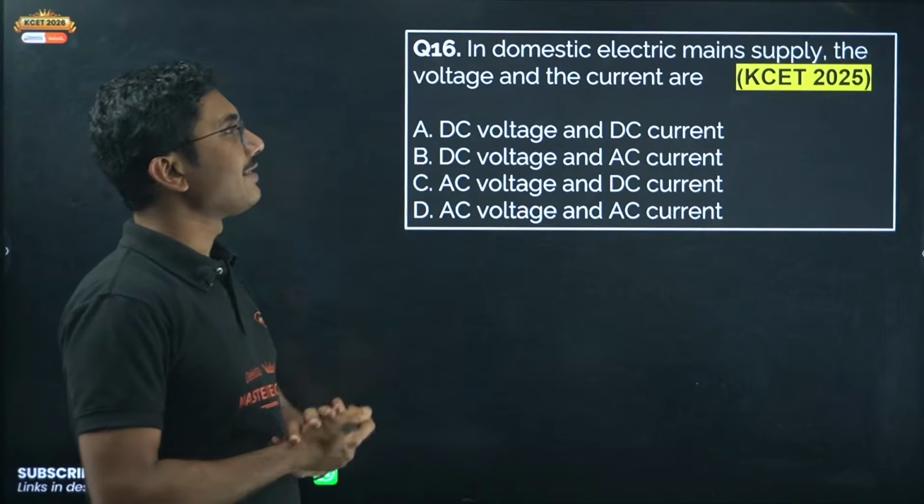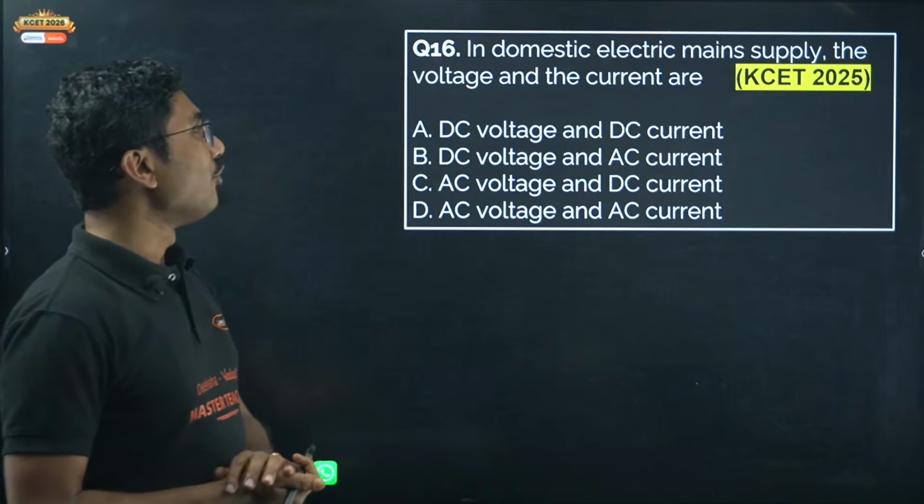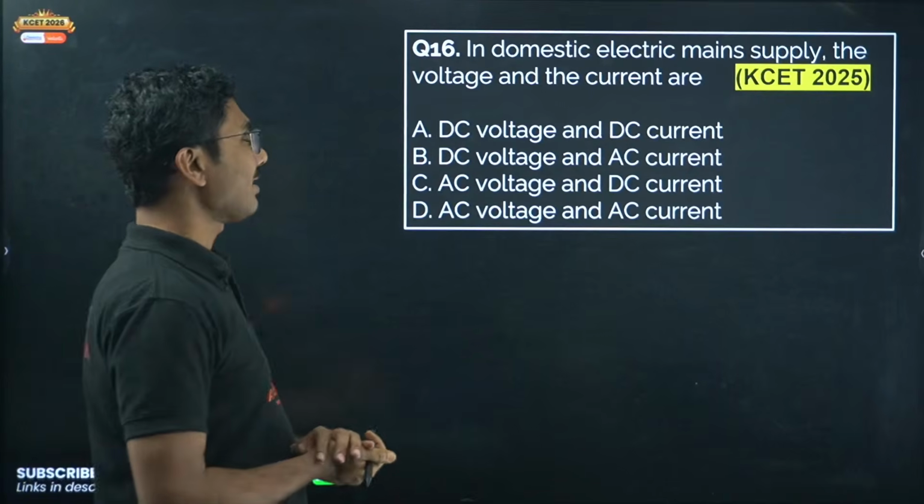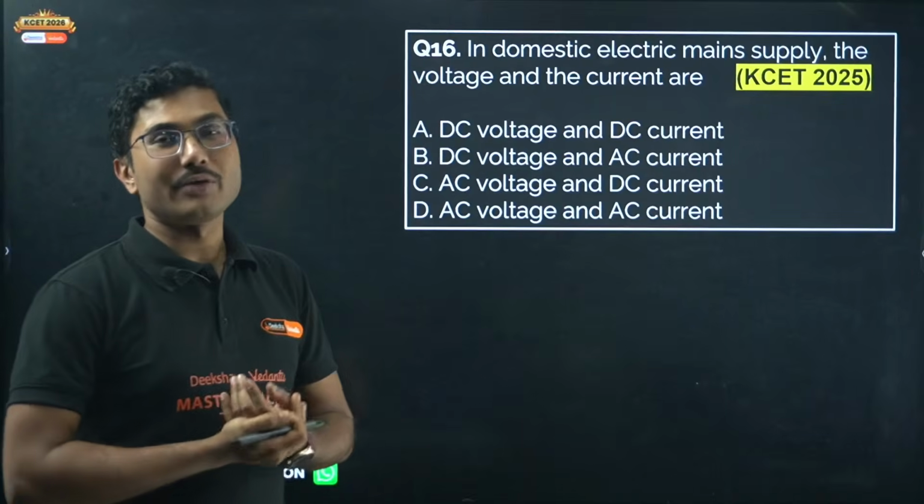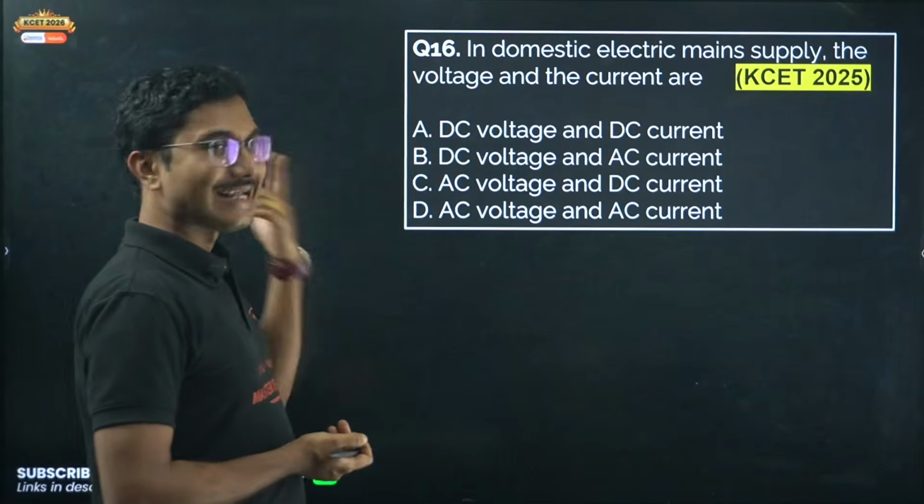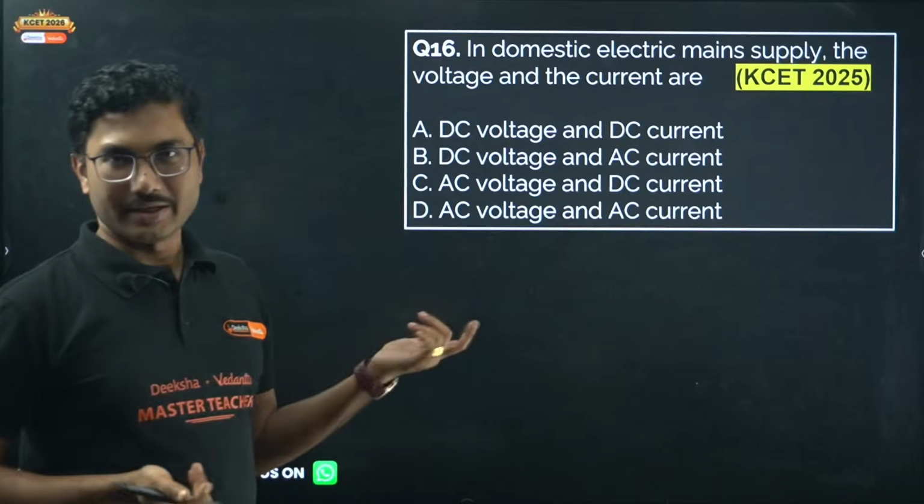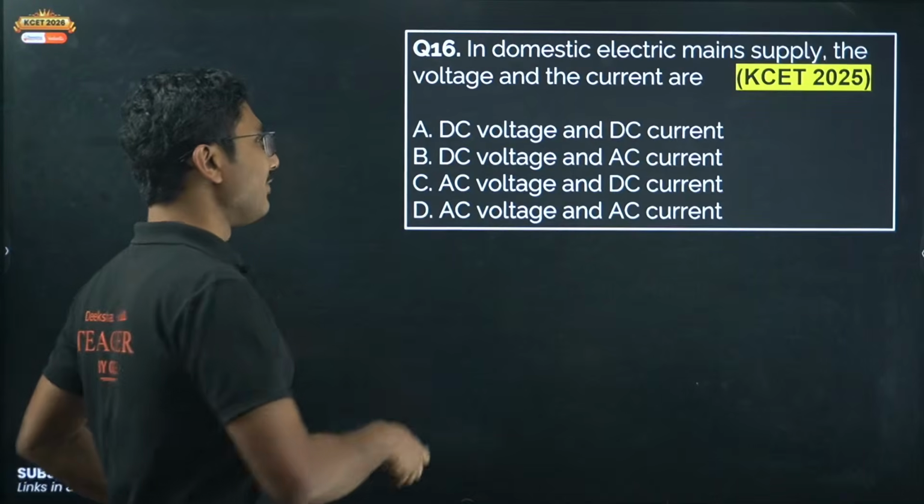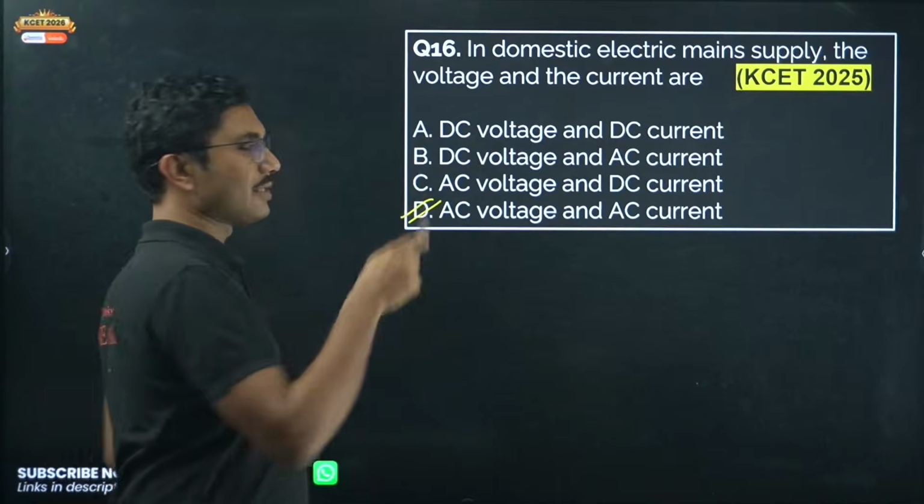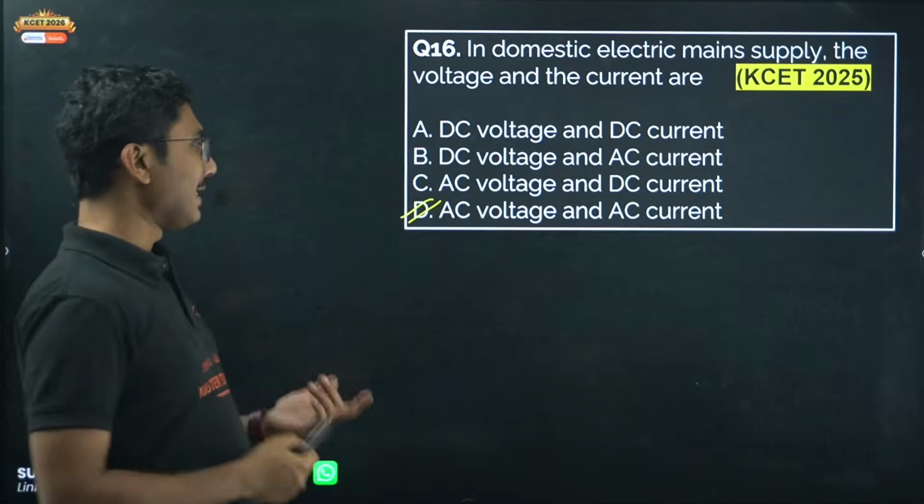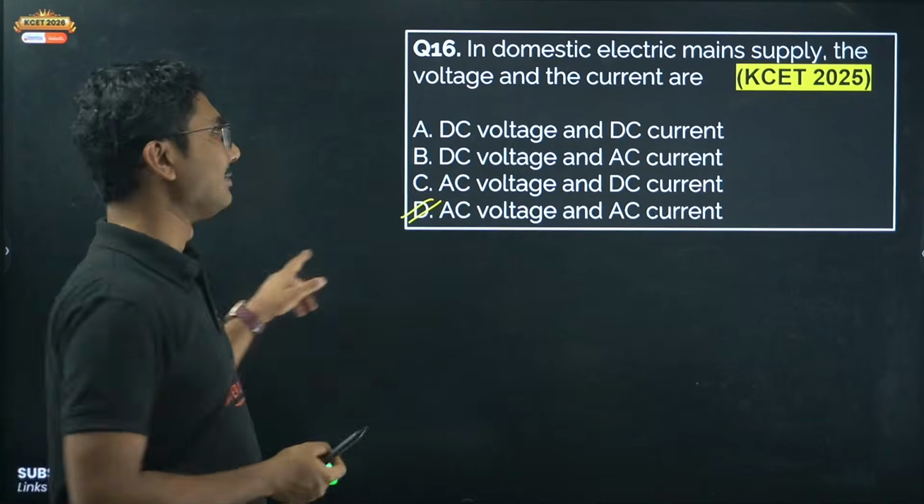In domestic electric mains supply, the voltage and the current are, so in domestic supply what do you use? We use AC voltage and AC current. We are always using AC voltage and AC current, so the correct answer is option D. Yes, both of them will be AC.